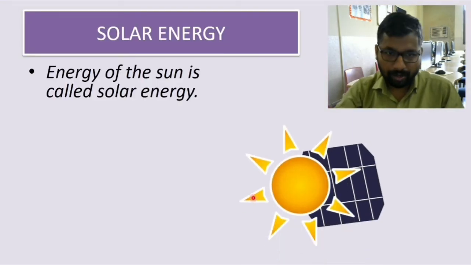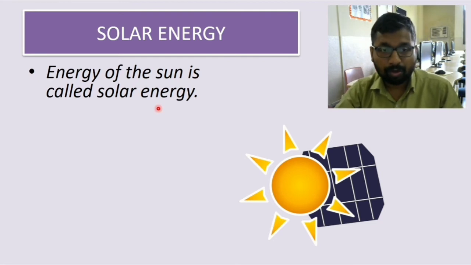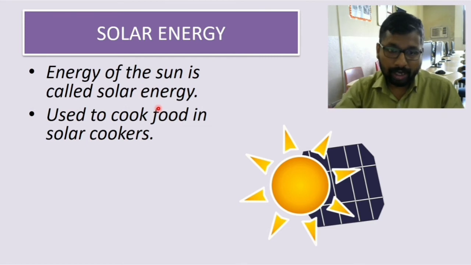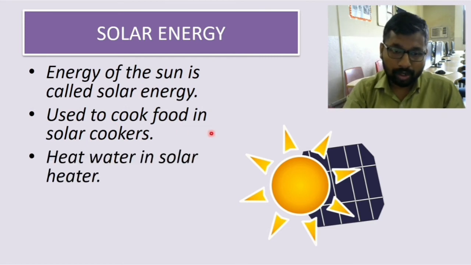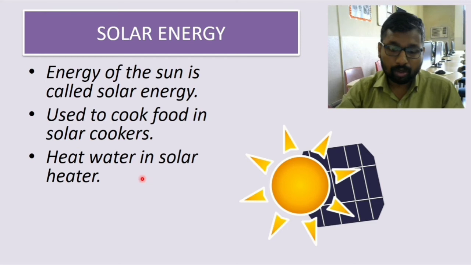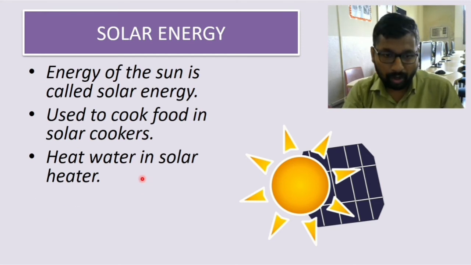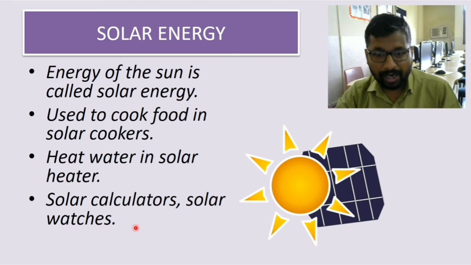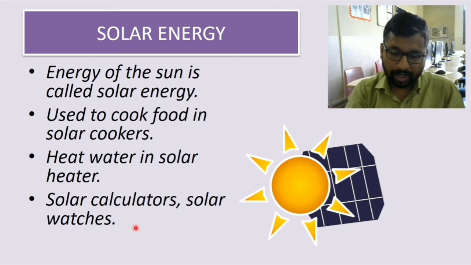Then comes solar energy. As you all know, solar energy is a very important source of energy. The energy of the sun is called solar energy. So whatever we receive from the sun can be classified as solar energy. It can be used to cook food in solar cookers and heat water in solar heaters. So these are a few uses of solar energy. Also, there are solar calculators and solar watches which trap the solar energy and convert it into electrical energy.